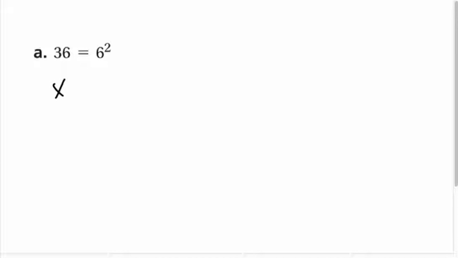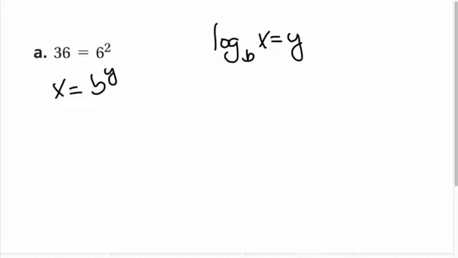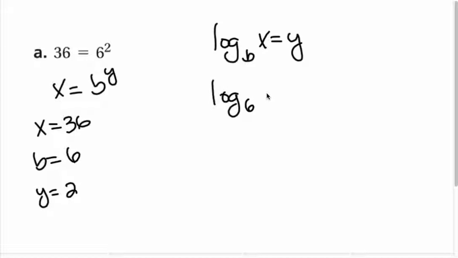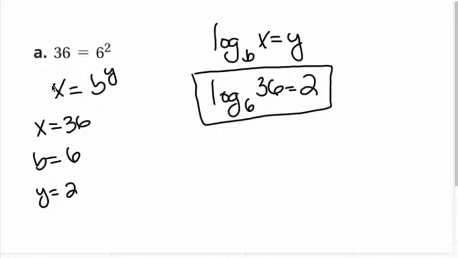So I'm remembering x equals b to the y. I'm also going to remember it's log base b of x equals y. So over here, x is 36, b is 6, and y is 2. So when I put that over here, I've got log base 6 of 36 equals y, and there's my answer. Okay? I'm literally just figuring out which one of these numbers is what letter and then putting them in this form over here. I'm not doing anything more complicated than that.